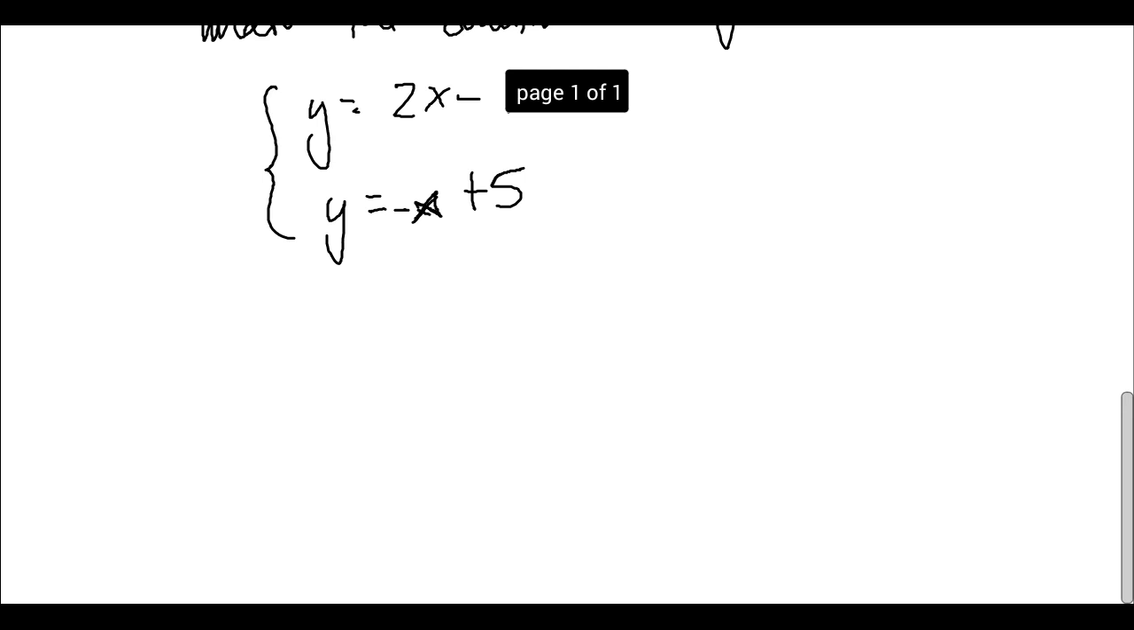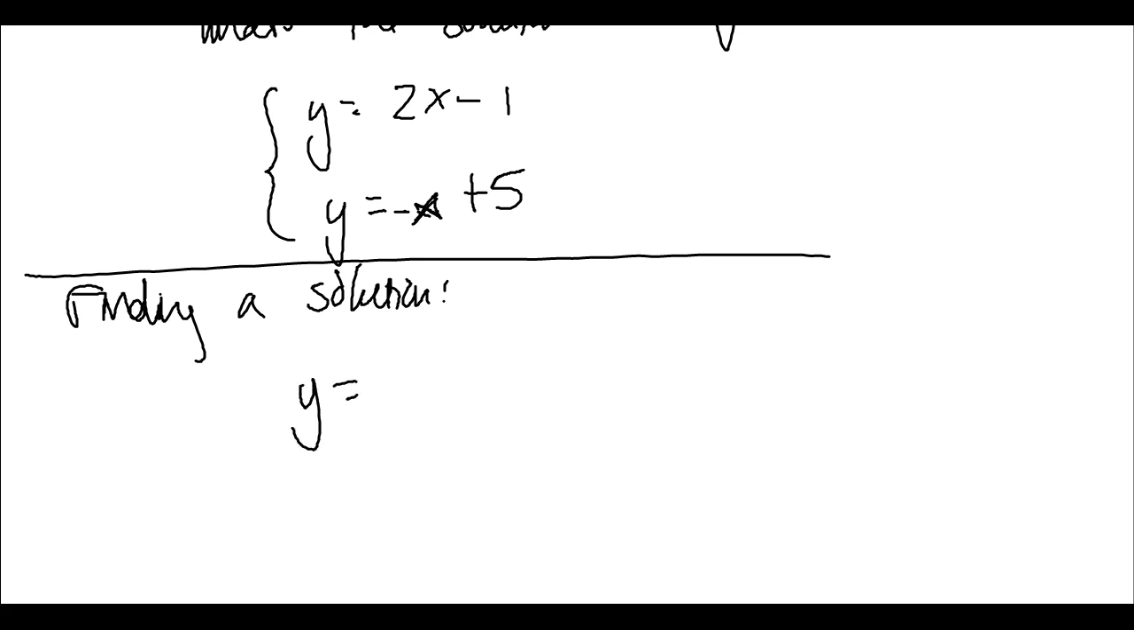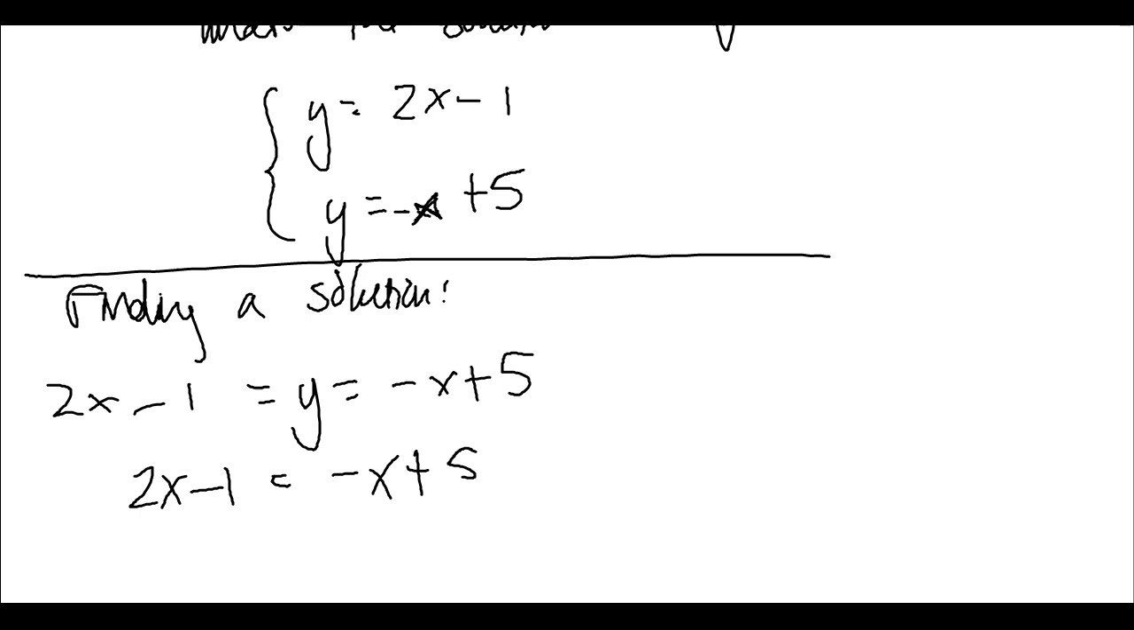So one method for finding a solution would just be to notice that both of these equations equal the same thing. They both equal y. So on the one hand I have y equals -x plus 5. On the other hand I have y equals 2x minus 1. So really I have 2x minus 1 is equal to -x plus 5.